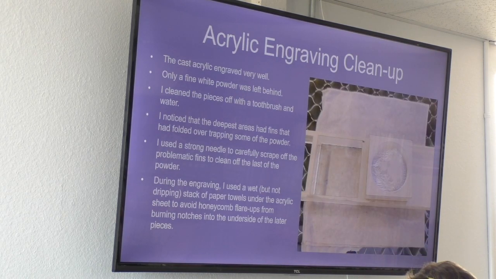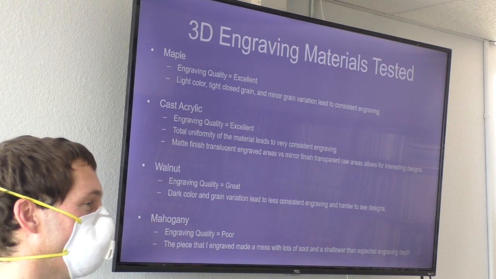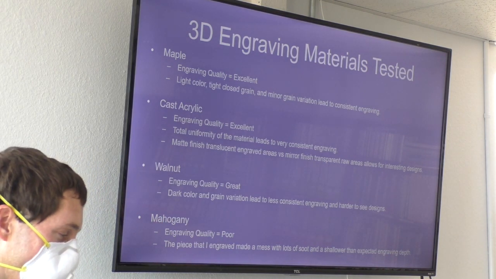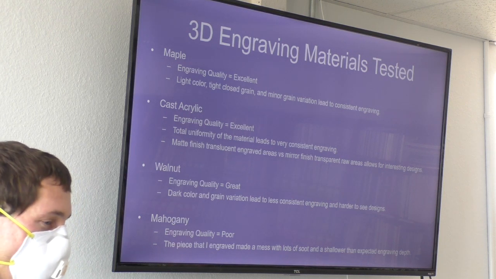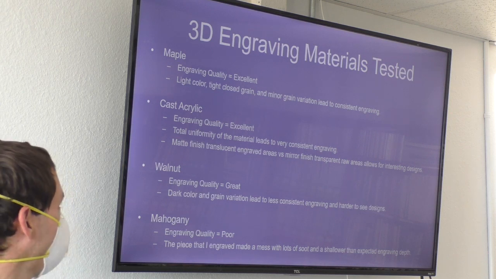All right, so then we had some wrap-up stuff here. These are the 4 materials that I tested with: maple, acrylic, walnut, and mahogany. Maple was beautiful. I would definitely recommend using that. It's going to give you good results. Acrylic's also fantastic if you want to have that.